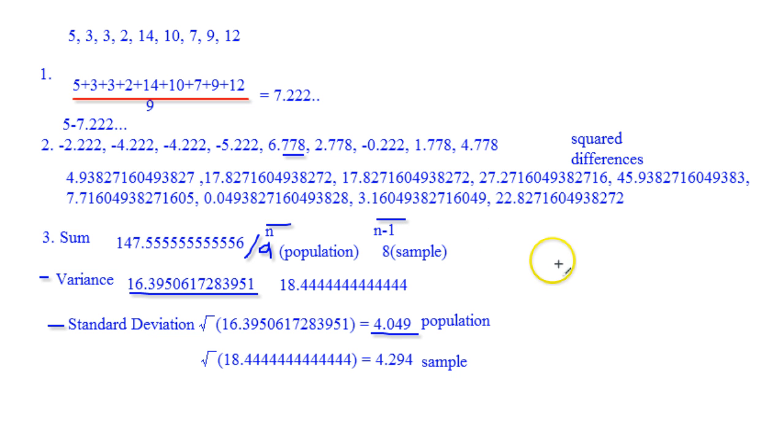That's it for standard deviation. Once again, use a calculator if you'd like, or do it by hand. I'm totally cool with whatever.